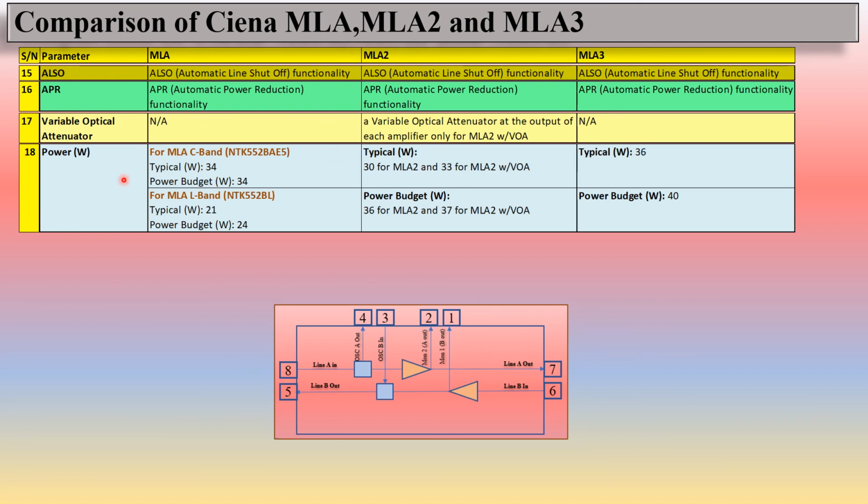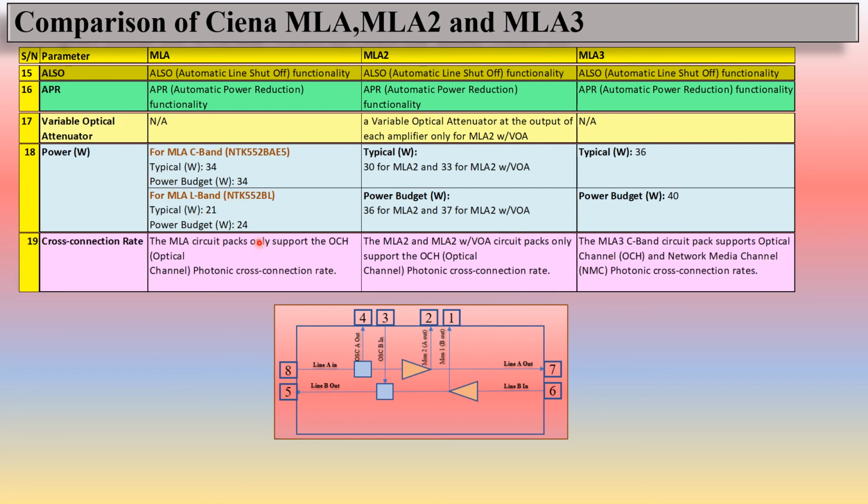So power for MLA C-band, typical power. This is the power consumption in watts, that is 34 watt. This power budget is 34 watt. Typical power is 30 for MLA2 and 33 for MLA2 with variable optical attenuator. And for MLA3, the typical power is 36 and the power budget is 40. And the power budget for MLA2 is 36 and 37 for MLA2 with VOA. In case of MLA L-band, for MLA the typical is 21 and the power budget is 24.